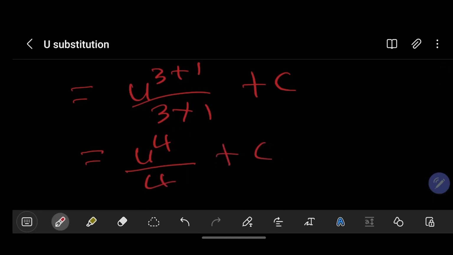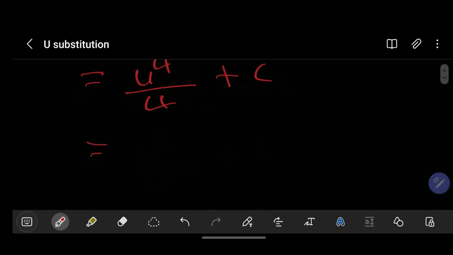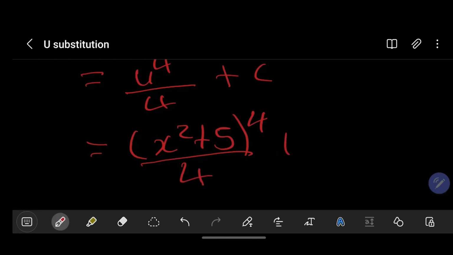Final step, don't forget, always ensure that we substitute back. So we know we made u x squared plus 5. So this is (x squared plus 5) raised to the 4 all over 4 plus c. Quite simple, right?